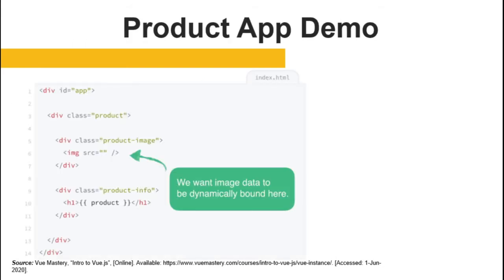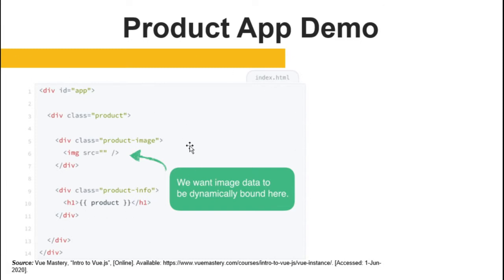So this will be our product app demo. Now, to illustrate the use of attribute binding, a coding demo will be used. We will continue doing our product app from our previous lesson. For our starting code, consider the given structure of our index.html. So this will be our index.html.